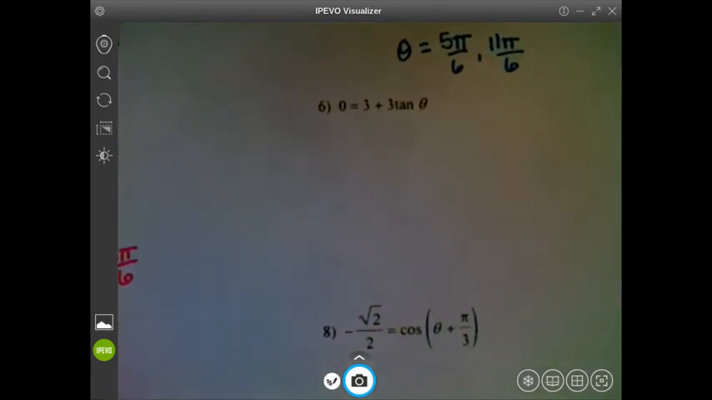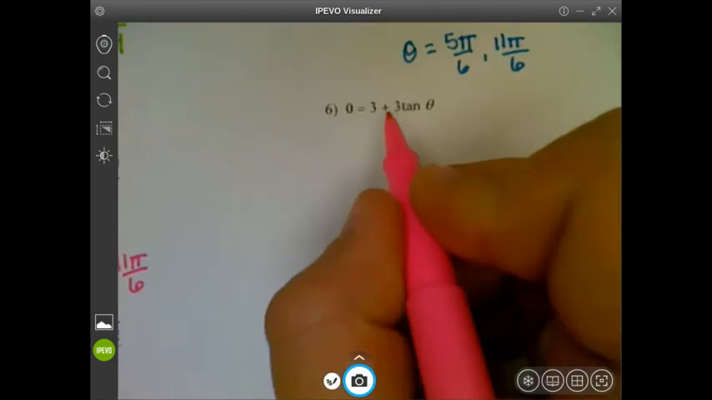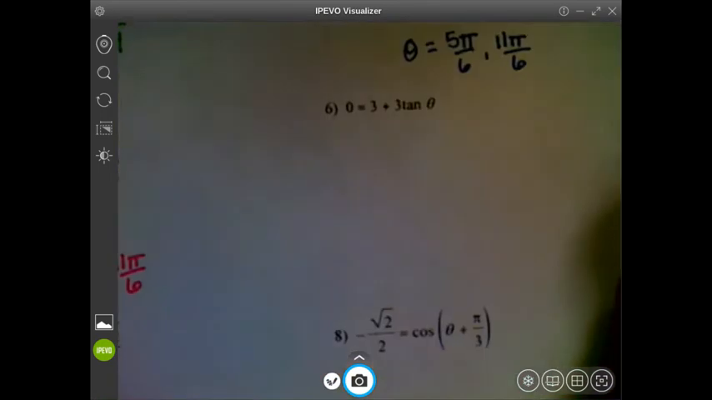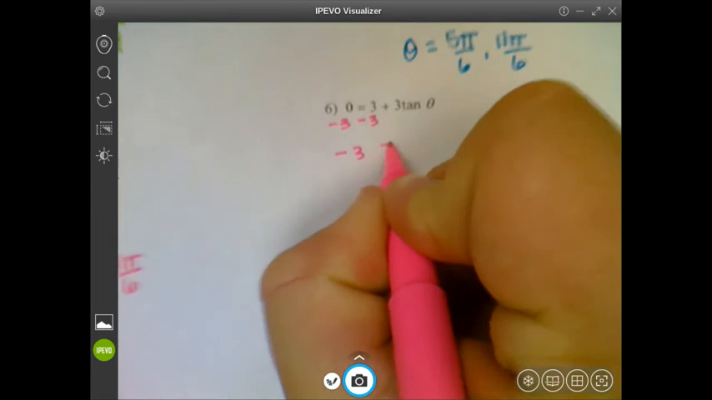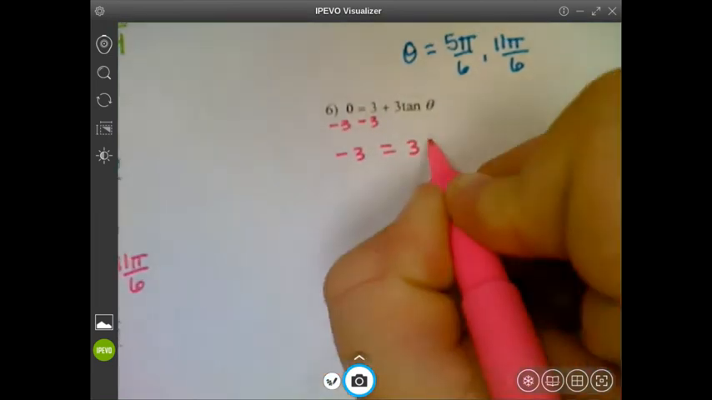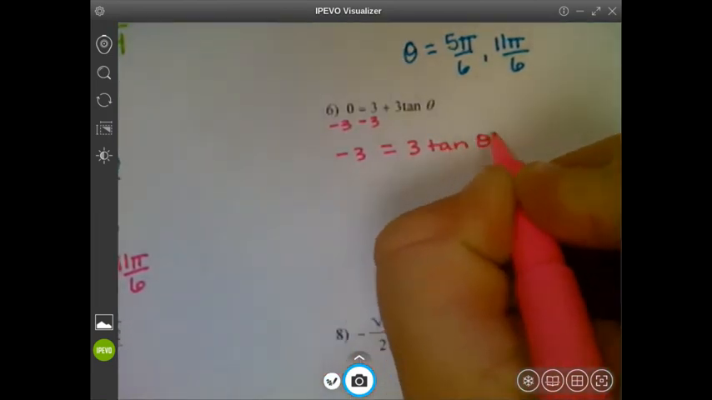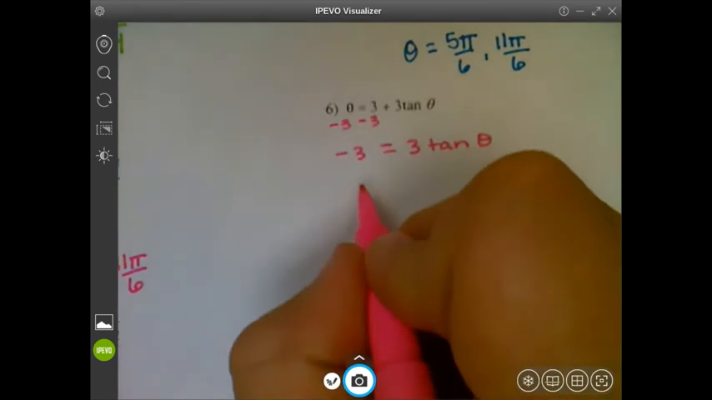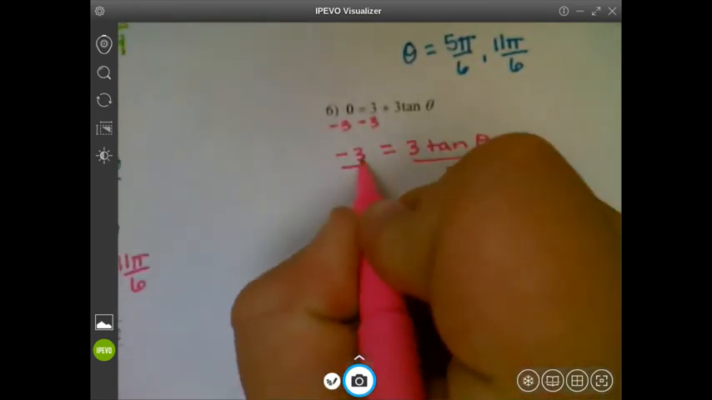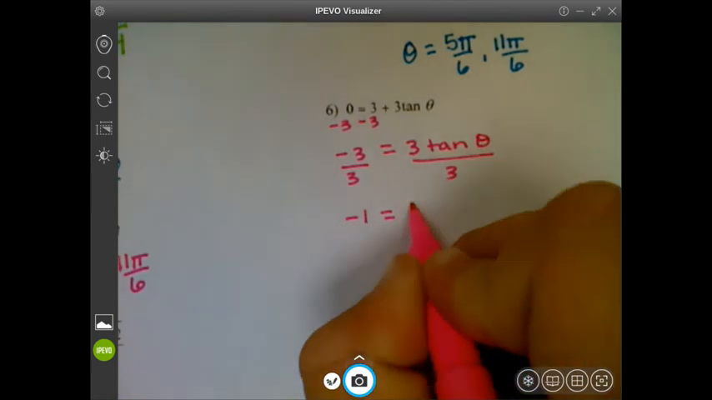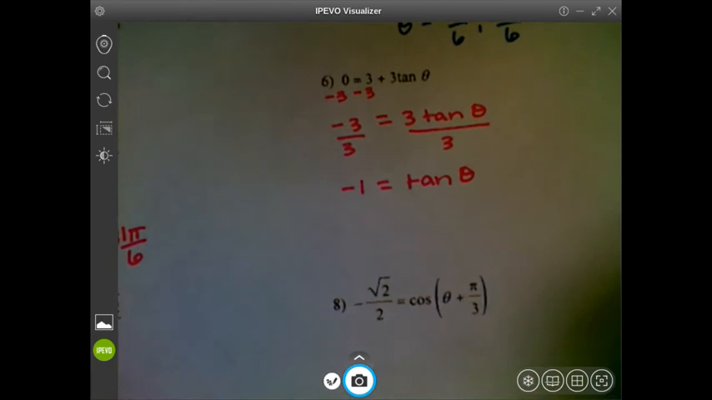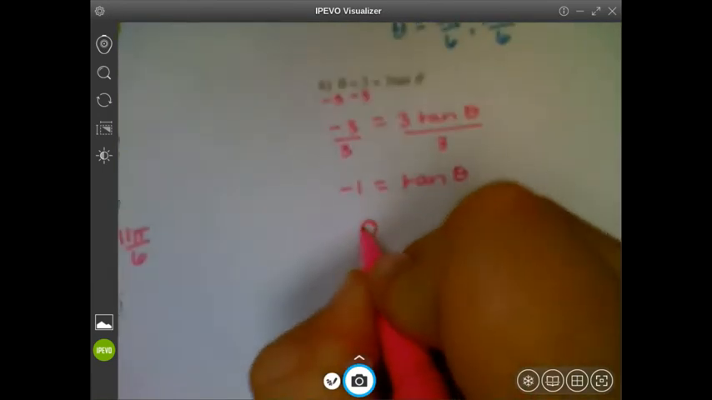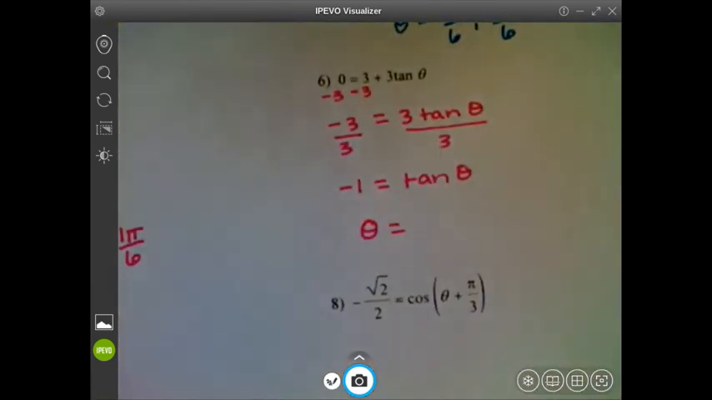All right, up next, we have 0 equals 3 plus 3 tangent of theta. So first thing you're going to have to do is get that tangent by itself. So subtract this 3 over, just like a two-step equation. So negative 3 will equal 3 tangent of theta. And then divide both sides by that 3 in front. We'll have negative 1 equals the tangent of theta. And just like on the last question, I'm going to pause and let you figure out what angles have a tangent that is negative 1.